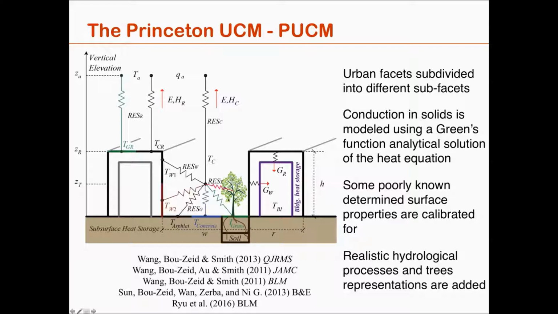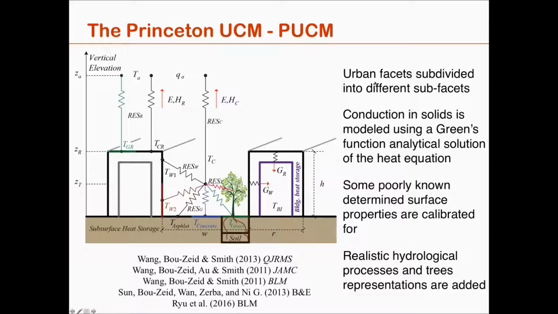And recently, we also implemented a representation of trees. Trees in our model can shade the walls and can shade the ground. And they also have deeper root zones that can uptake water from lower soil levels than grass. In this case, I'm showing some roots, and I'm showing 2 levels of soil. In reality, we have 4 actually. So we have 4 soil levels that we can model.